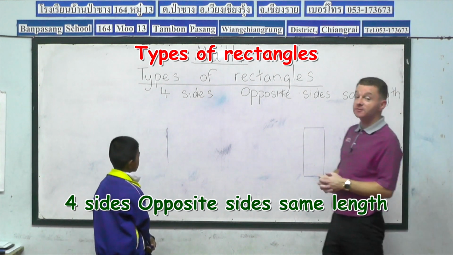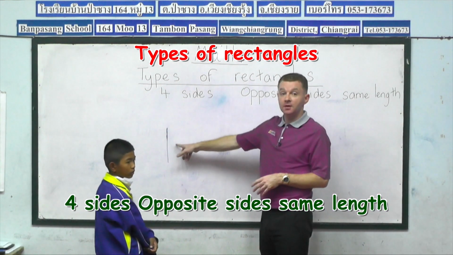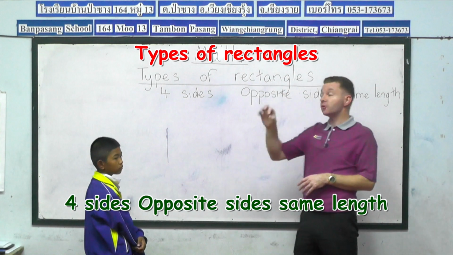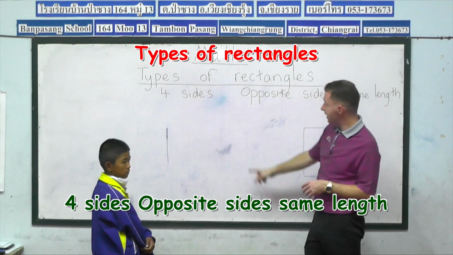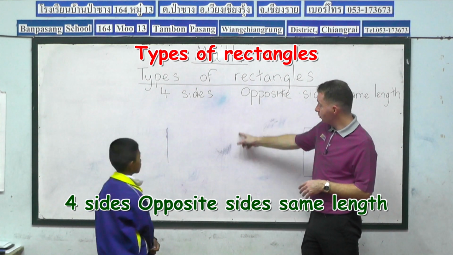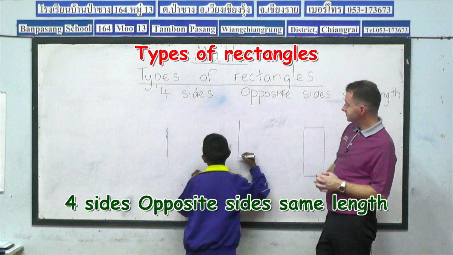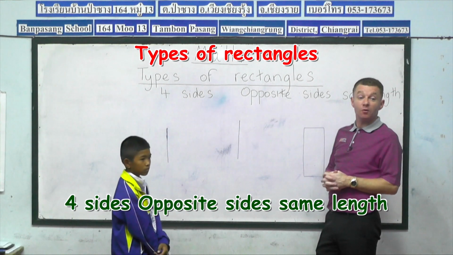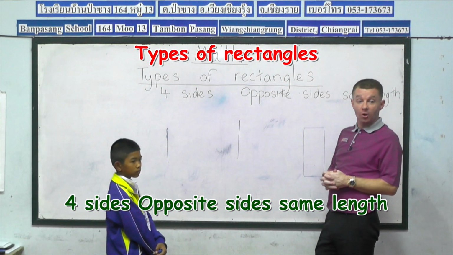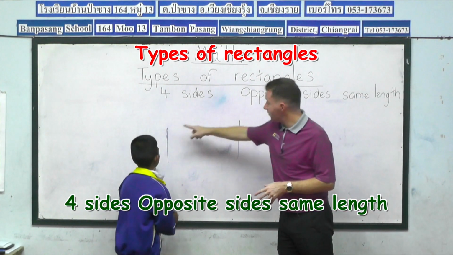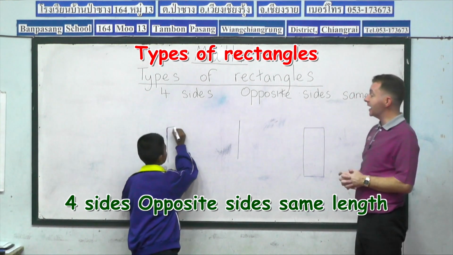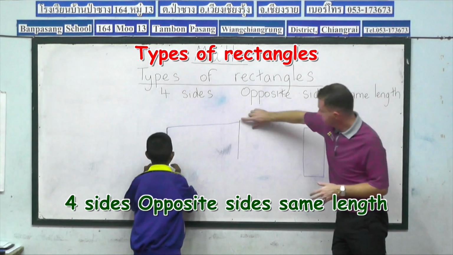Excellent. Okay, so Pat has drawn his first side here. Now what we need to do is to do an opposite side of the same length. So Pat, can you draw another side opposite of the same length? Excellent. How many sides so far, guys? 2. So what Pat needs to do now is he needs to draw lines to connect the 2 sides.